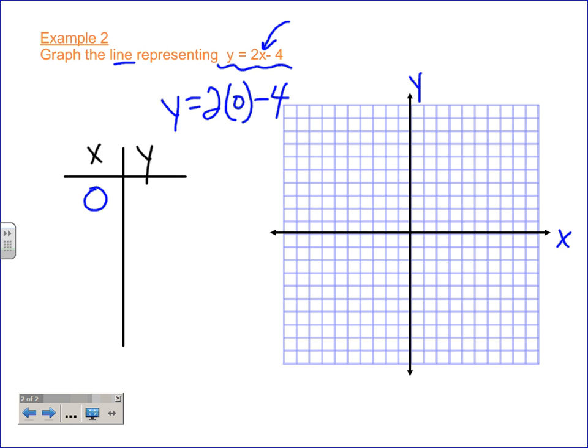And 2 times 0 is 0. That's why 0 is always such a nice start. So in this case, y would equal -4. Do you agree with that? But y only equals -4 in this particular case when x equals 0.